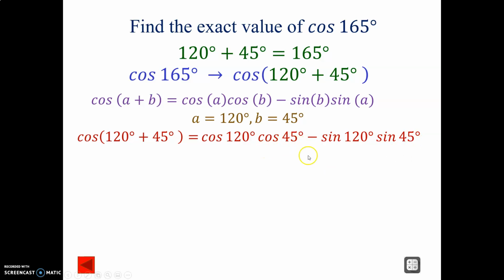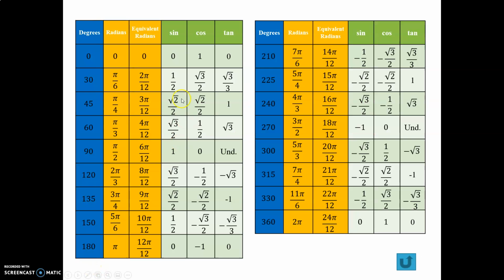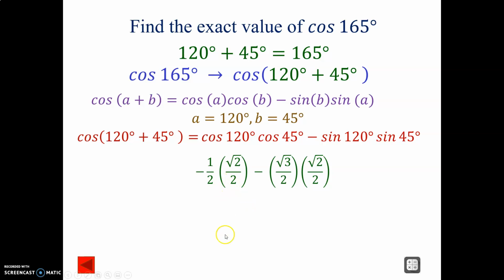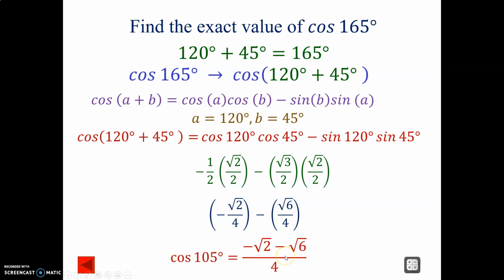So we know 45 is going to be the radical 2's over 2. So let's go check for 120. All right, 120, radical 3 over 2 for sine, negative 1/2 for cosine. So let's substitute. There's the negative 1/2 for cosine, and there's the radical 3 over 2 for sine. Of course, the 45s are both the radical 2's over 2. Simplify gives us a negative radical 2 over 4 and another negative radical 6 over 4. Put it together, there's our answer. Negative radical 2 minus radical 6, all over 4.